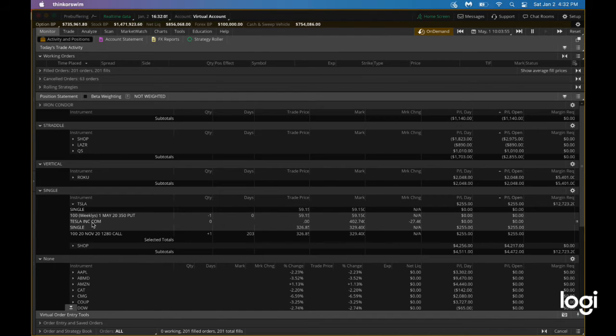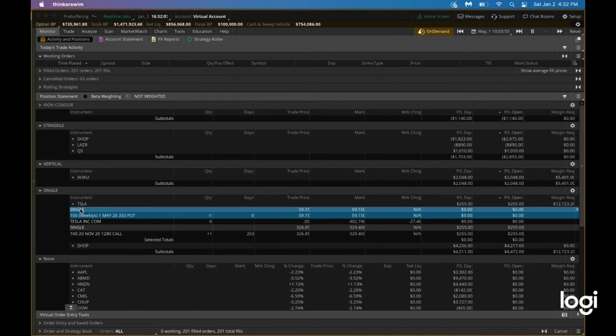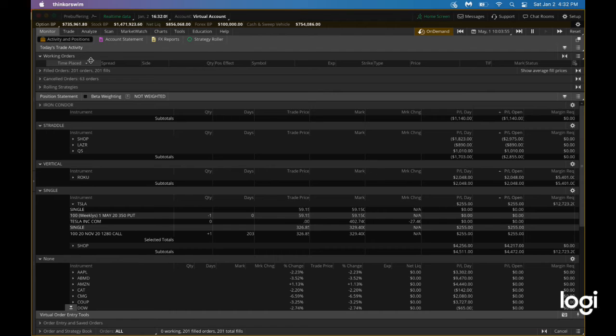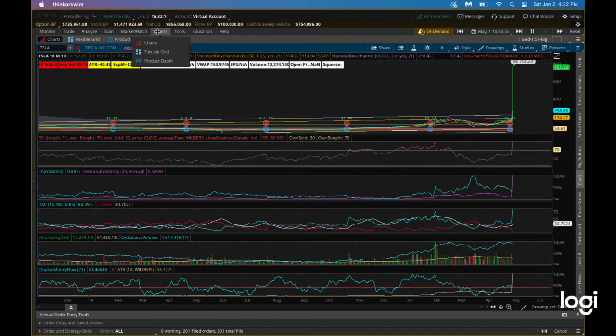Still buffering. Let's look at our put here. I think it's not completely done buffering. In the meantime, let's spend a little more time on the chart to see Tesla.